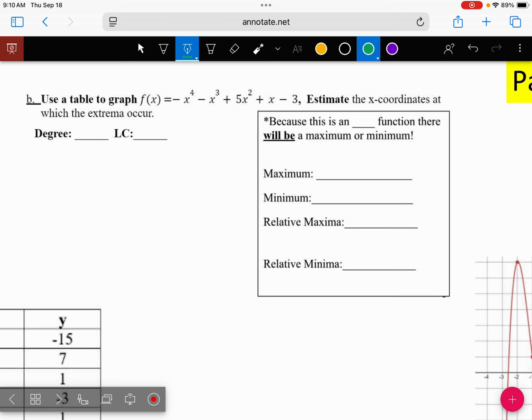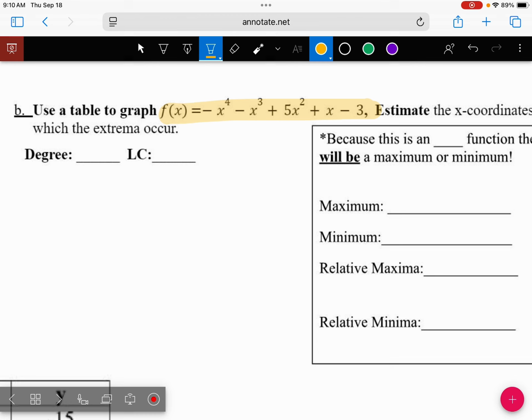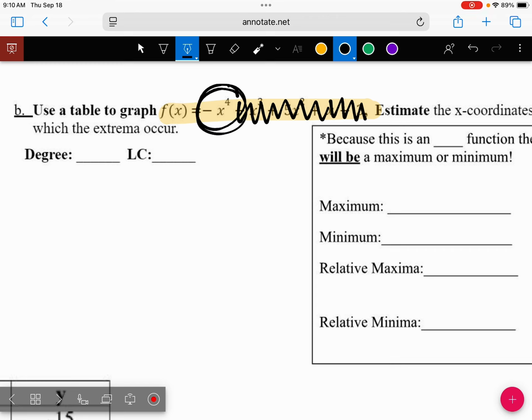So we got a different graph here. So this is my function. In order to figure out the degree, the only thing I care about is the first thing. All of this doesn't mean anything to me. It's really this right here. That's the leader. It tells me everything I need to know. So my degree is 4. My leading coefficient is negative.